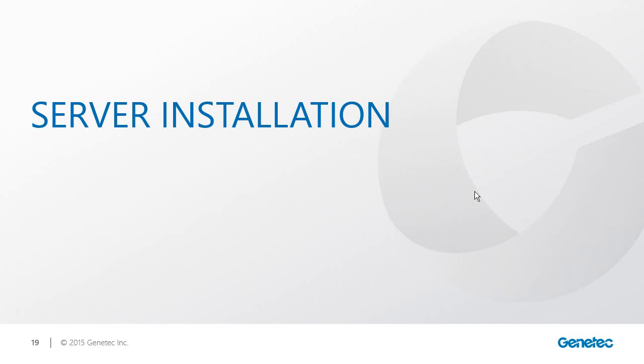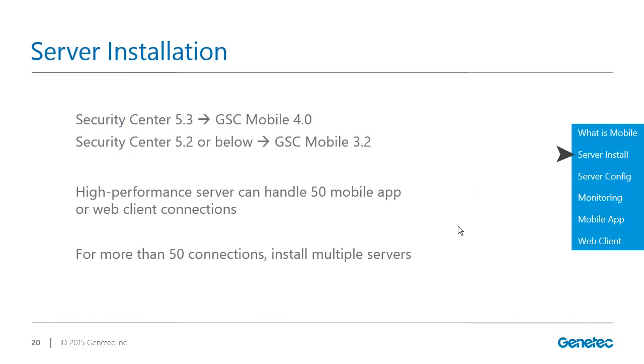Alright, now that we know what we're setting up here, let's take a look at the core component first, which is the mobile server. GSC Mobile 4.0 was designed to work with Security Center 5.3. If you're using a version of Security Center that is lower than that, you'll need to still use version 3.2 of the mobile software. The hardware requirements on the mobile server are the same as for Security Center 5.3, and a high-end mobile server can handle a maximum of 50 mobile app and or web client connections at any time. So that's 50 in total, not 50 of each.